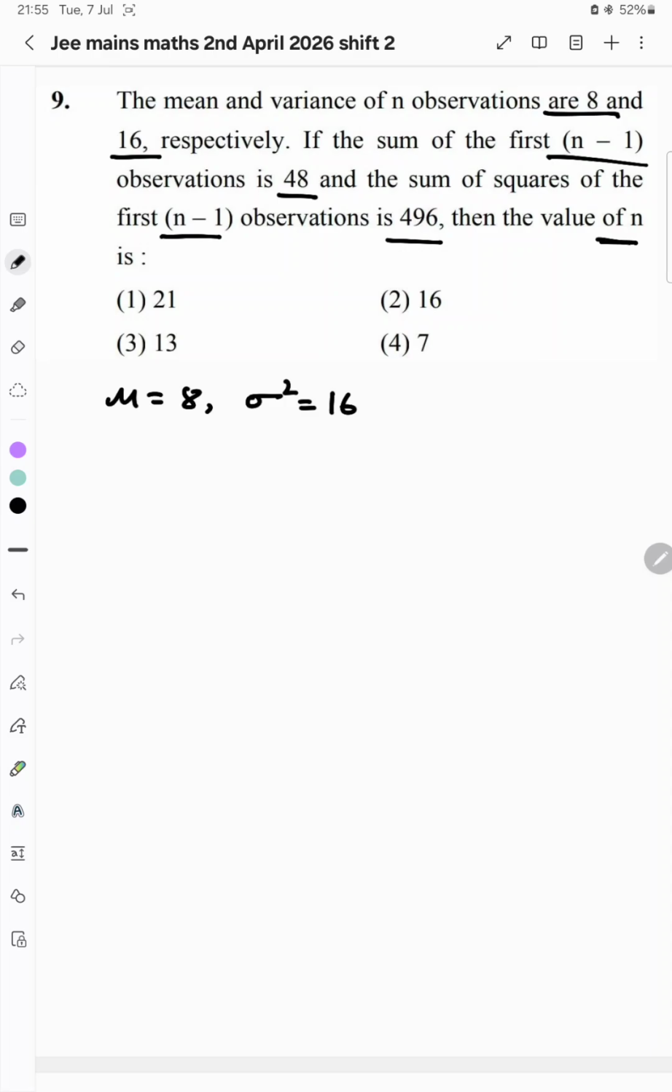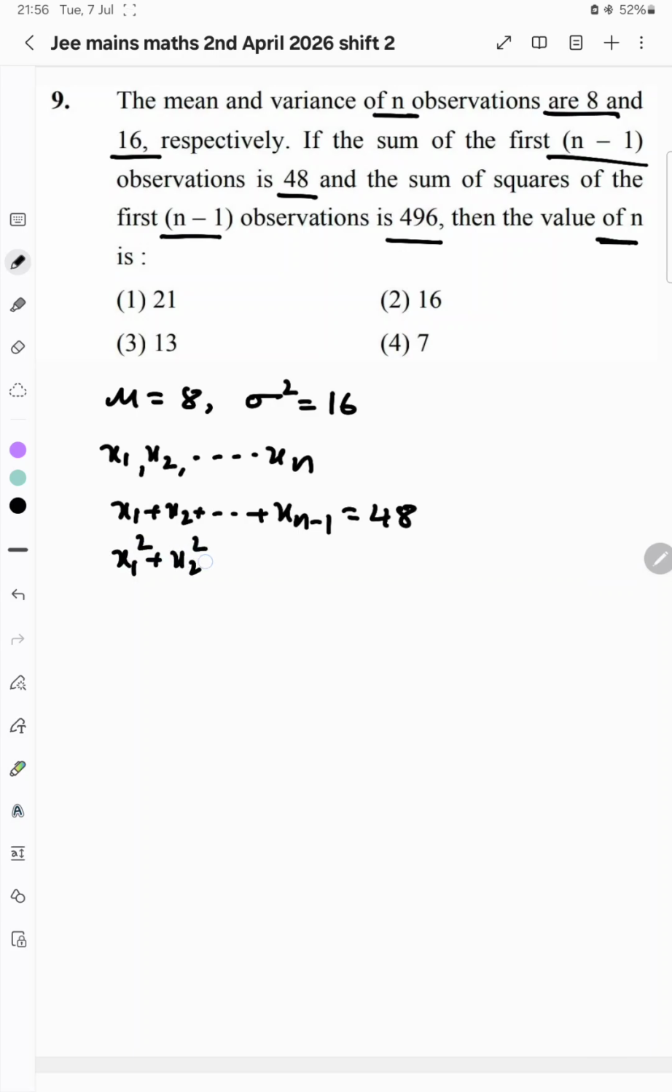There are a total of n observations. Let us take x1, x2 and so on up to xn as the n observations. They give the sum of the first n minus 1 observations as 48. That means x1 plus x2 plus and so on up to xn minus 1 is 48. Also given is the sum of the squares of the first n minus 1 observations, that means x1 square plus x2 square plus and so on up to xn minus 1 square is 496. Using this data we should find the value of n.